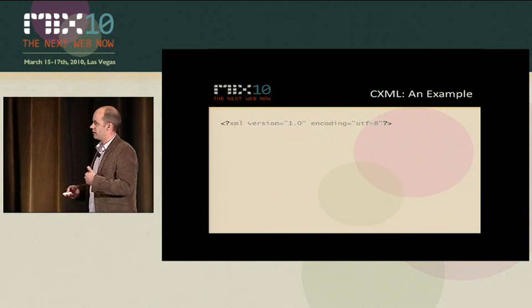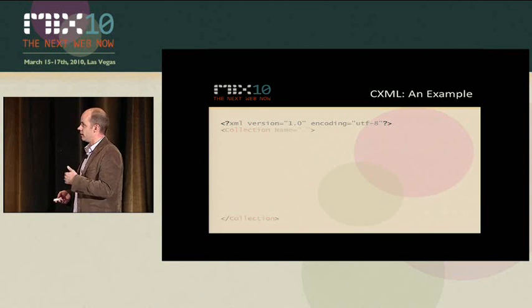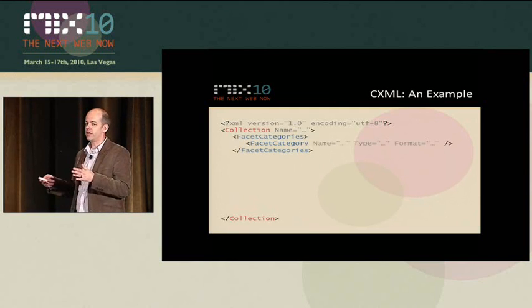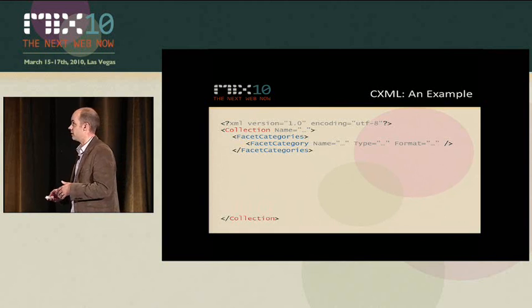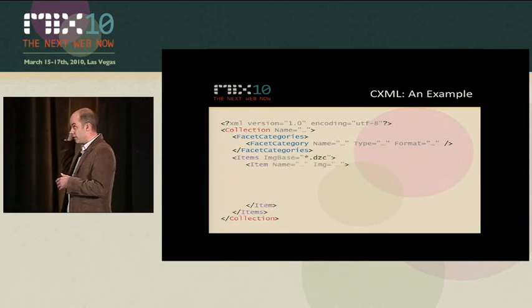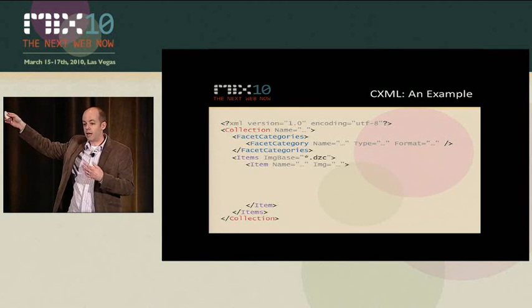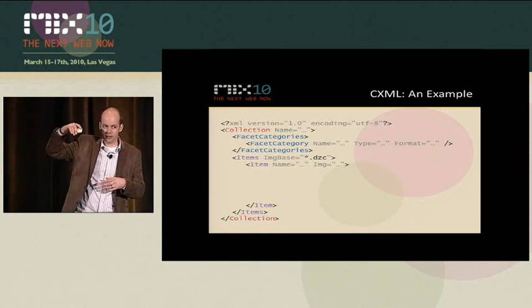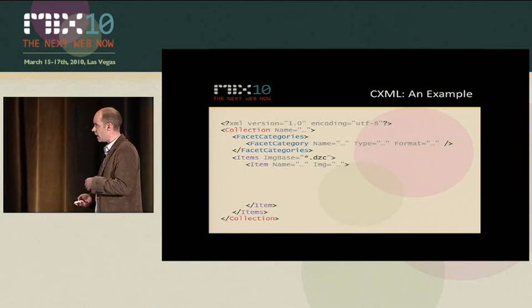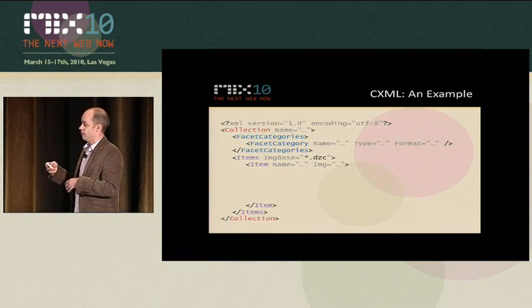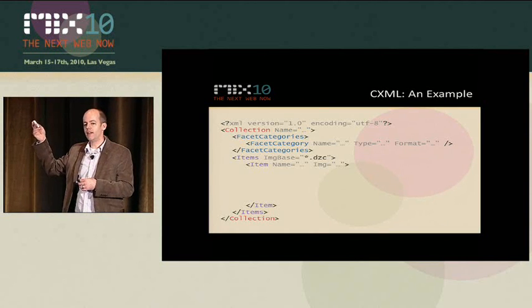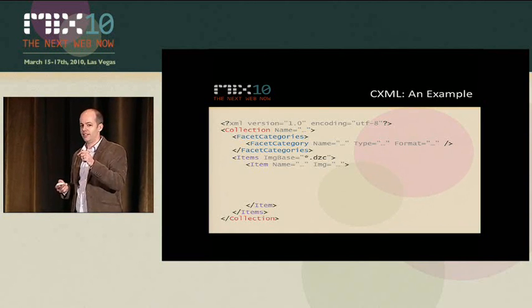And then in CXML, there's actually a few more parts. We've got the XML header, we've got the collection container, we've got a set of facet categories, and you can really think of these as the classes or the types of the metadata that you're going to be showing in the collection. We've also got a collection of items, and then you'll see there that the image-based property or attribute of the item is where it points to the DZC file. And then we've got each individual item, which has a name, and then there's also an image property, and that references a particular index in the DZC file.